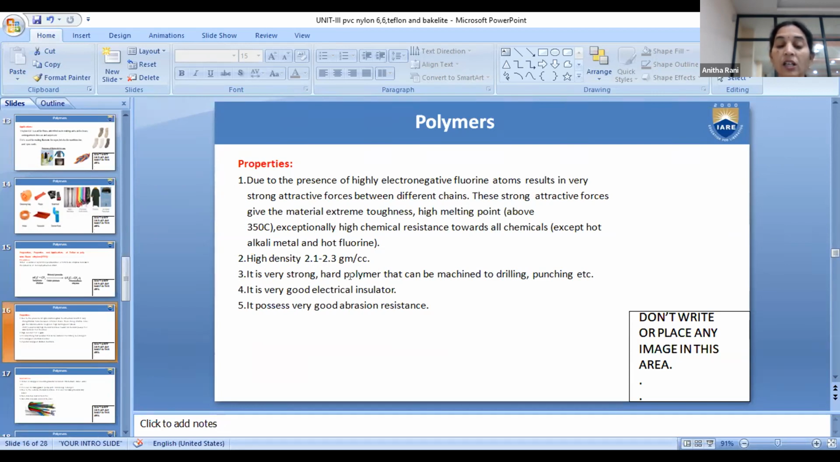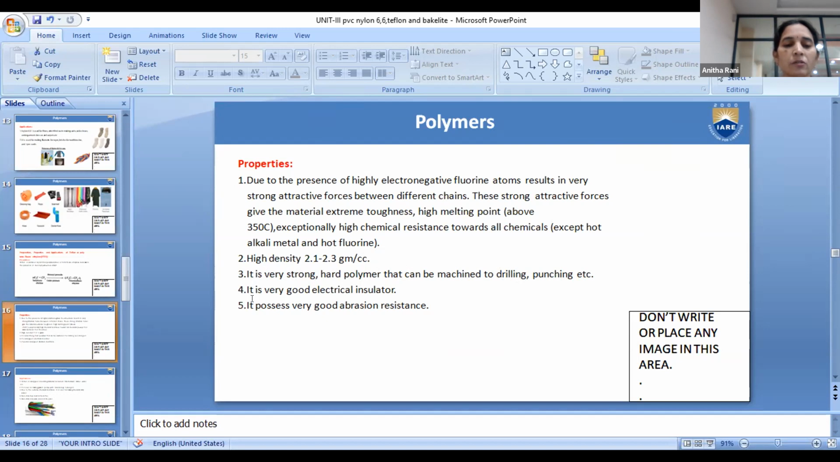Teflon is a strong, hard polymer because it has a high melting point of 350 degrees centigrade. We get a very tough material because of the presence of highly electronegative fluorine atoms, which gives very strong attractive forces between different chains. These strong attractive forces give the material extreme toughness. So we wrote here it is a very strong, hard polymer that can be machined, drilling and punching.